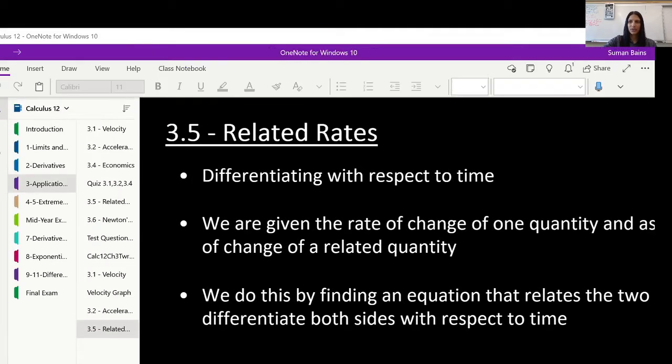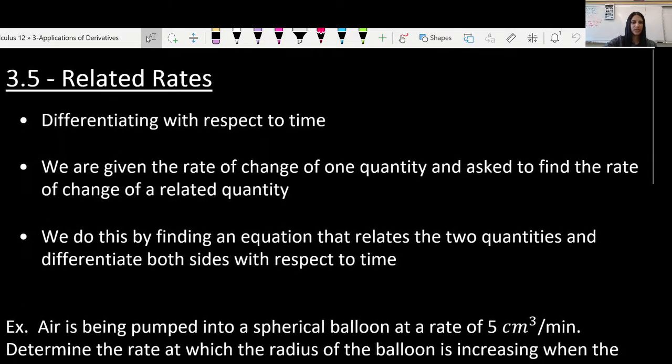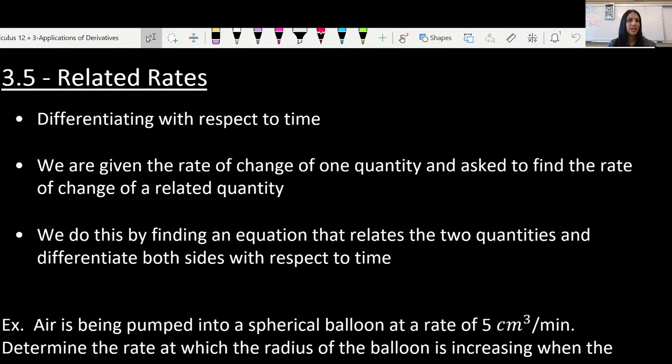Hi everyone, we're doing another lesson today for Calculus 12 on Chapter 3. So we're doing 3.5 related rates, and I'm just going to quickly run through this, but you don't necessarily need to write this down, it's your choice.